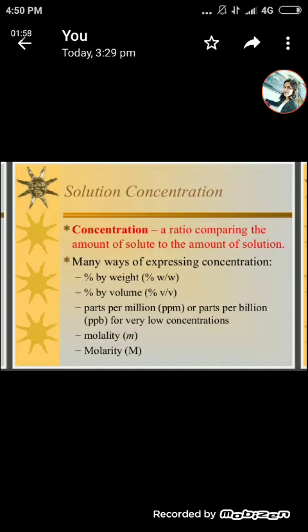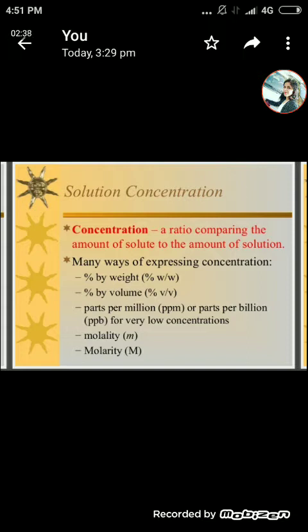So how do we measure the concentration? There are two main ways. In ninth class you have to study these two: percentage by weight and percentage by volume, meaning volume by volume percentage and mass by mass percentage. Apart from these, there are parts per million (ppm) and parts per billion (ppb) for very low concentrations, and molarity and molality. These you will study in higher classes. Here the two main ways of expressing concentration are percentage by weight and percentage by volume.